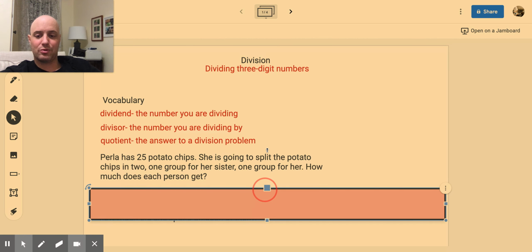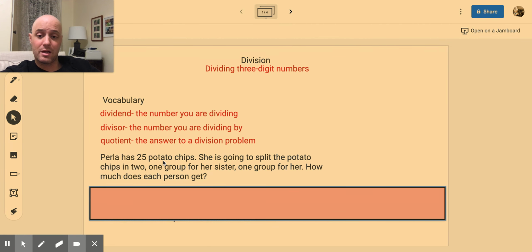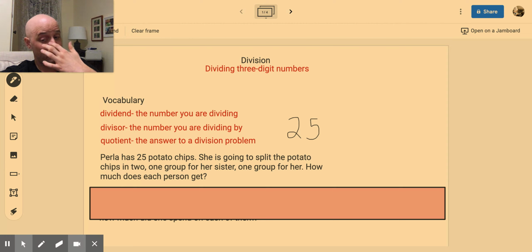Let's do an example here. I think that'll help clear it up a bit. Perla has 25 potato chips. Let's write that out. She's going to split the potato chips in two. She's going to divide the chips in two. She's dividing by 2. How much does each person get? We don't know that. That looks like a 2, but it should be a question mark.